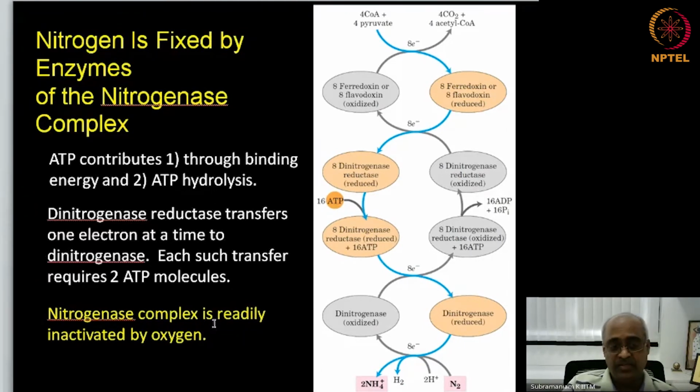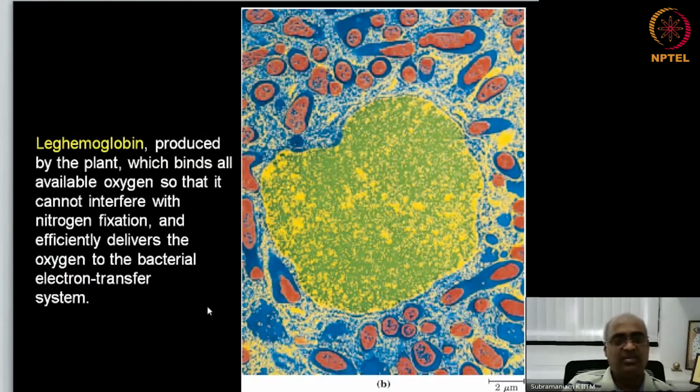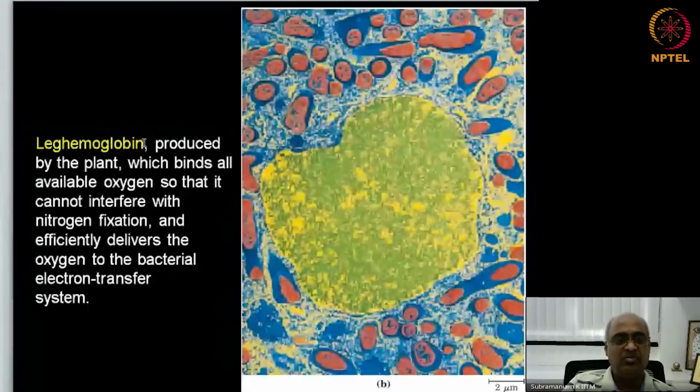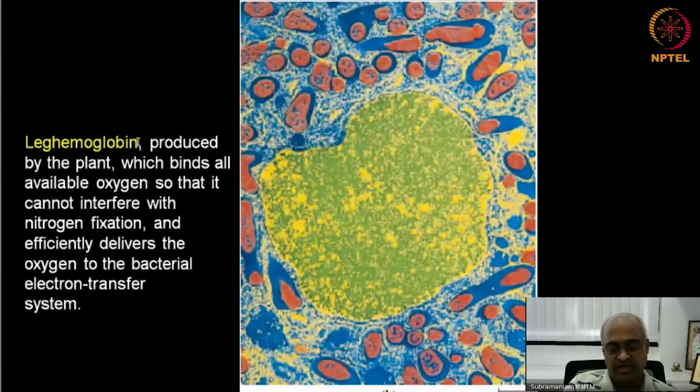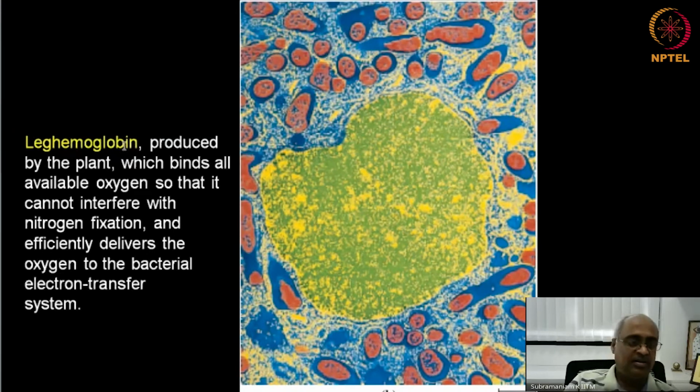So this enzyme needs to be protected from oxygen for its activity, and that is achieved by leghemoglobin. This is a hemoglobin kind of molecule, except that instead of iron it contains a magnesium, and this one present in the cytoplasm, which bags the bacteria, takes up all the oxygen in the cytoplasm, with this tightly binds oxygen, and by doing this, not only does it protect the nitrogenase from oxygen, it also efficiently delivers the oxygen to the bacterial electron transfer system.